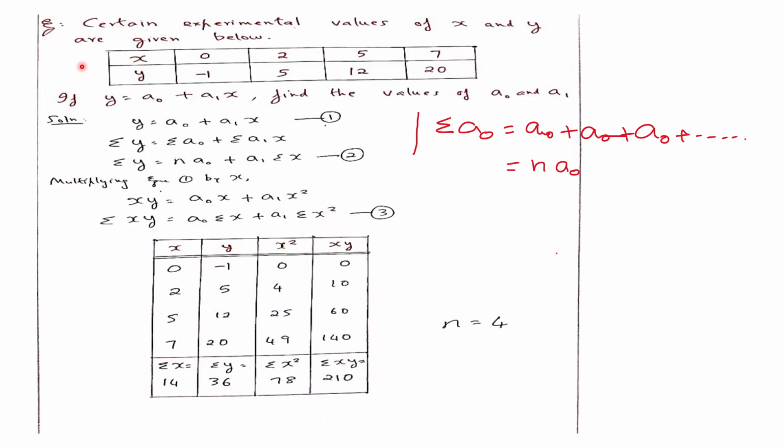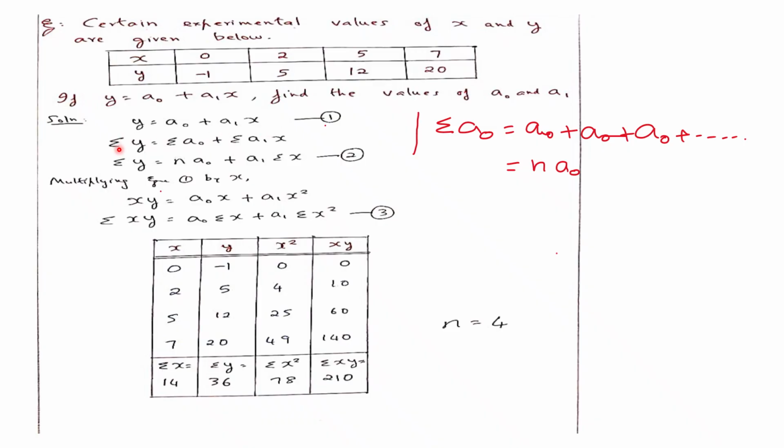See the question: certain experimental values of x and y are given in this table. If y is equal to a0 plus a1 into x, find the values of a0 and a1. So this a0 and this a1 we have to find. This is a curve fitting method. So the procedure here is to write the given equation, y is equal to a0 plus a1 into x.